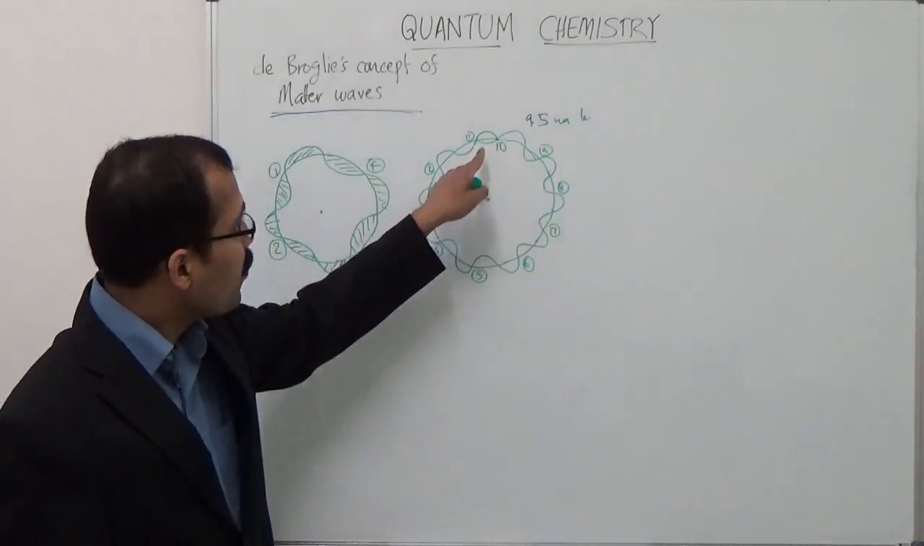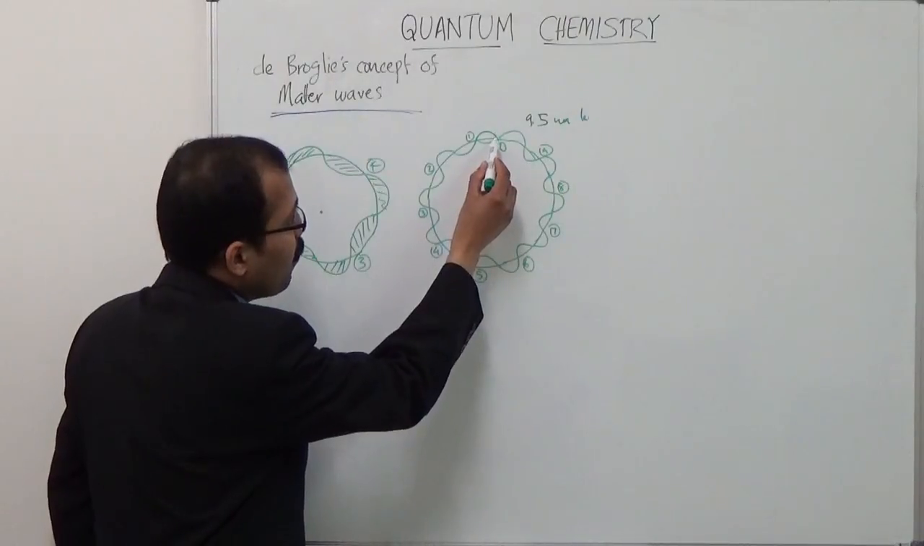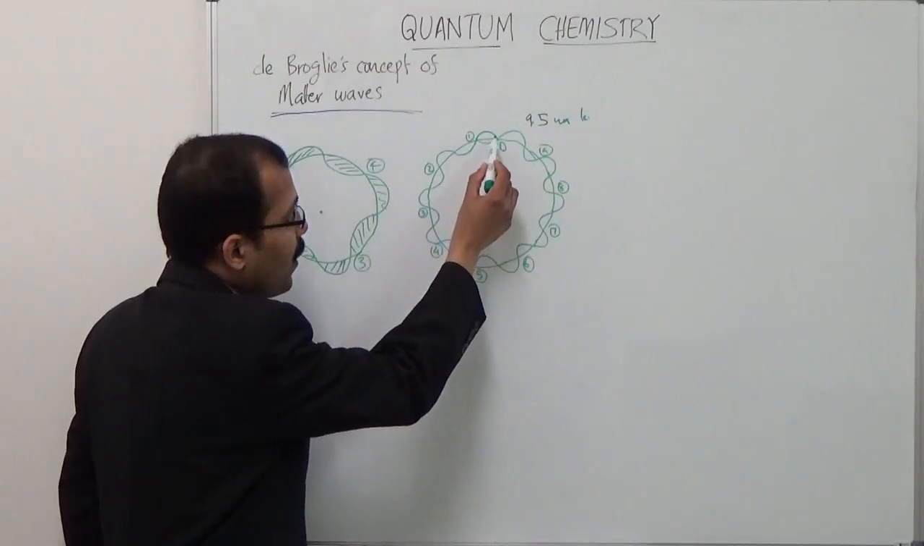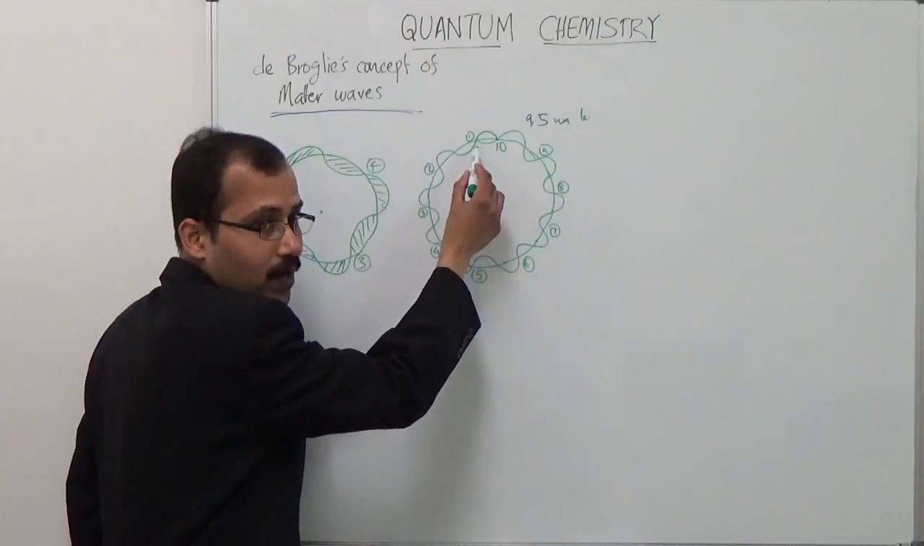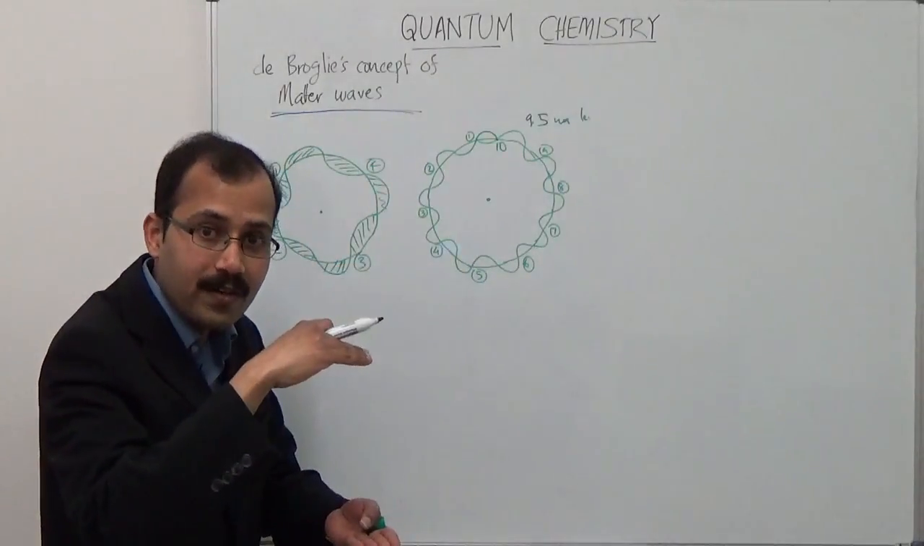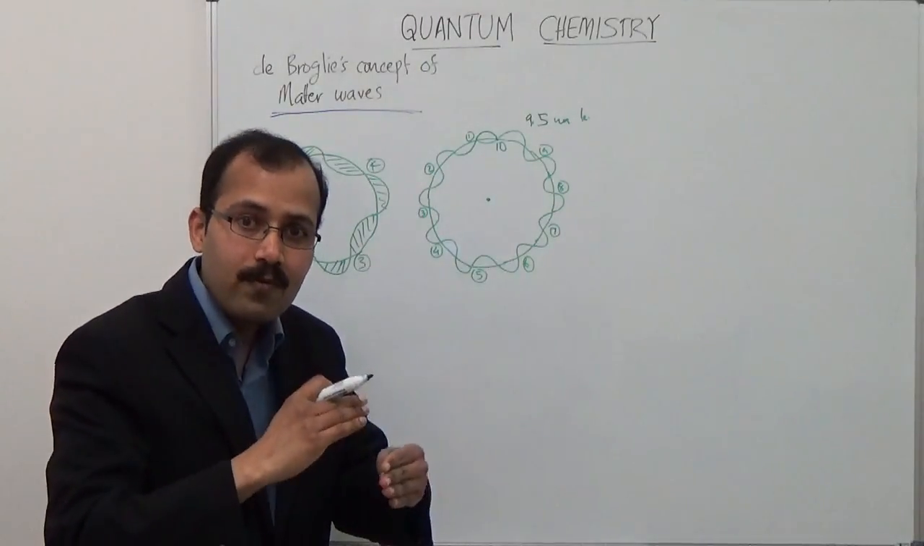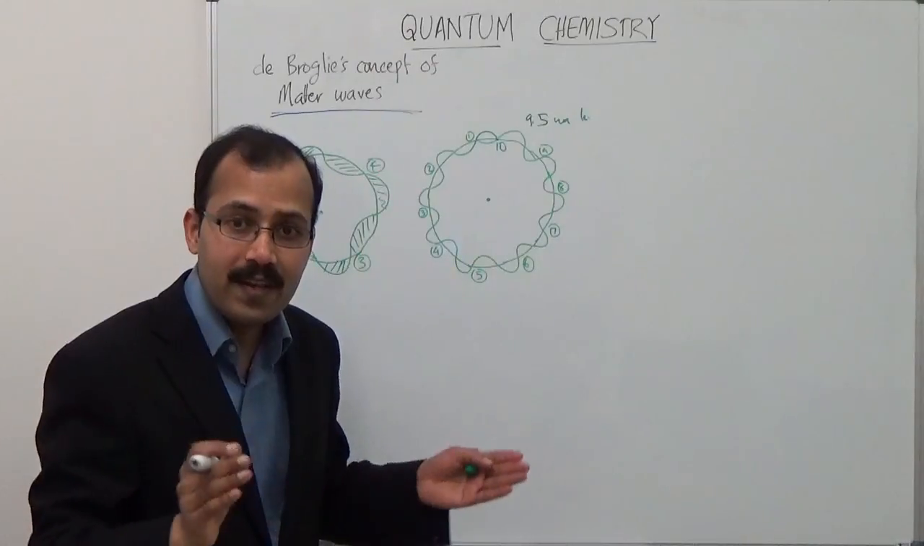And when it is 9.5 wavelengths, the crest of the first wave and the trough of the last one come together so that they destructively interfere, so that the electron wave will perish. It will not exist.